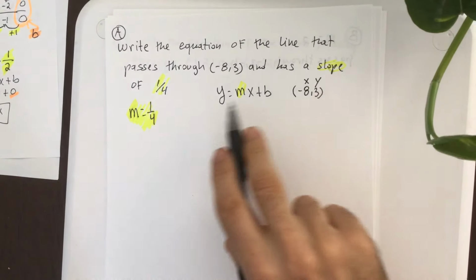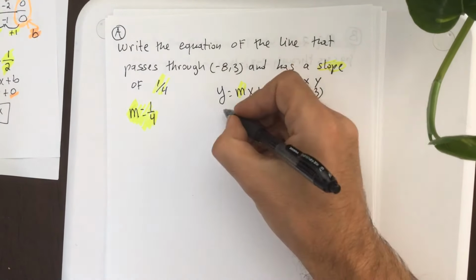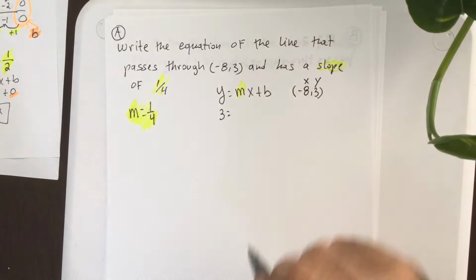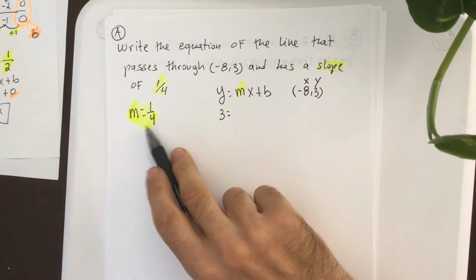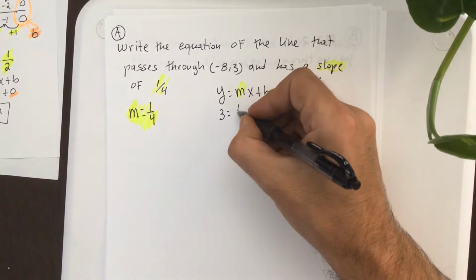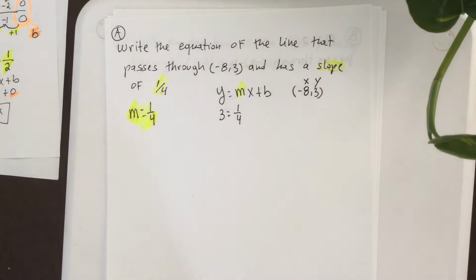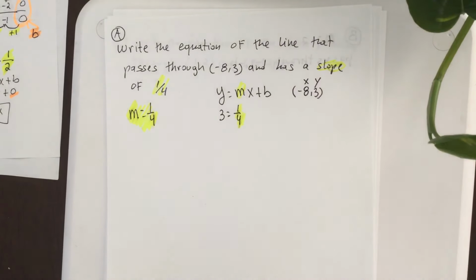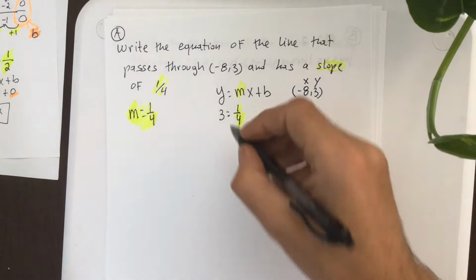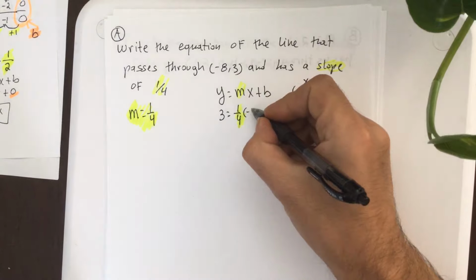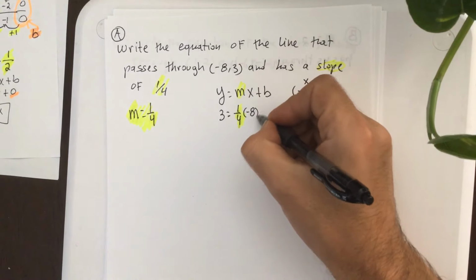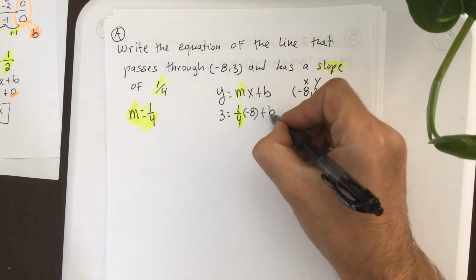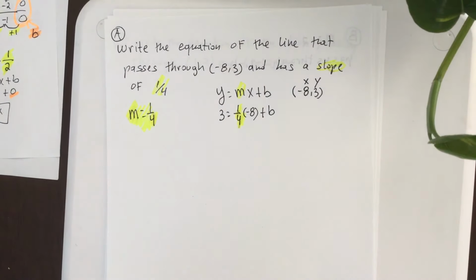So y is 3. Slope is 1/4, we got that information. And let me use the yellow color here. x, well, x is -8. So we're multiplying 1/4 times -8, plus b. We do not know what b is, right? That's what we're trying to solve.